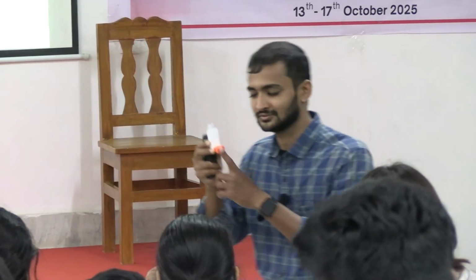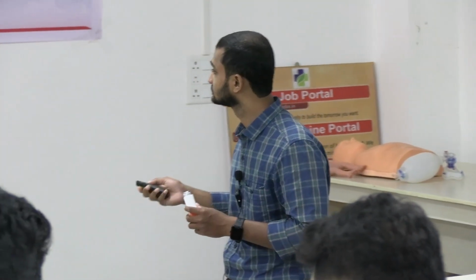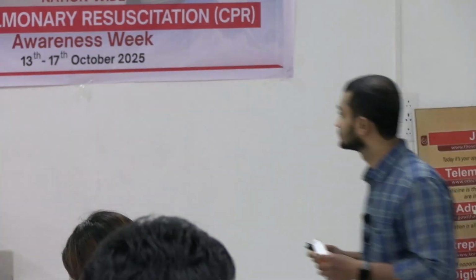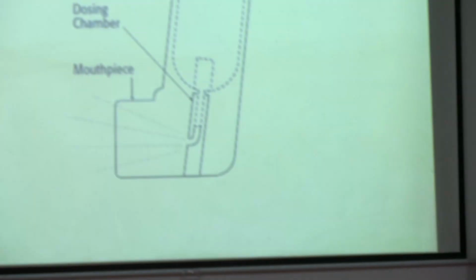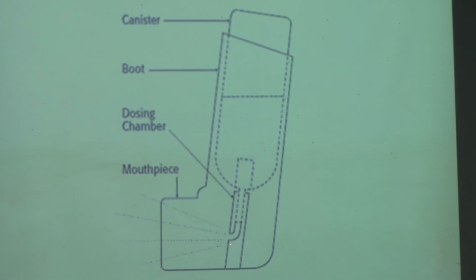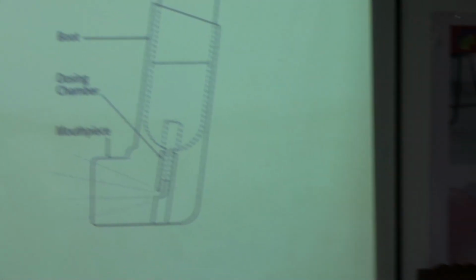This one is the cap, not the mouthpiece. So this is the cap, and this is the canister. You need to press there. I will show you. So this is the canister, this is the boot, and this is the dosing chamber. From there the drug comes out, and this is the mouthpiece which we need to attach when we are taking the medicine.